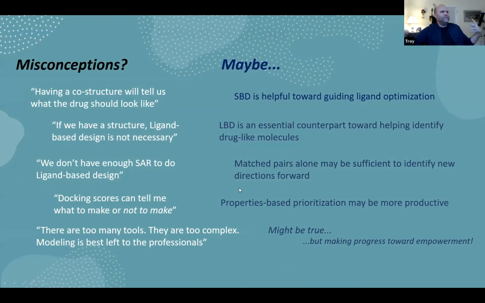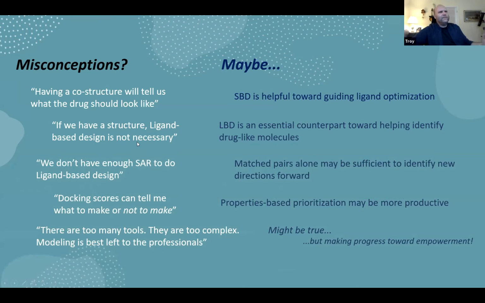So I just wanted to talk a moment to each of these misconceptions, starting with the idea that having a co-structure will tell us what the drug looks like. I think we all know in this room that the co-structure is going to maybe guide you on how to make a better ligand, but it's not necessarily going to help you get a drug.